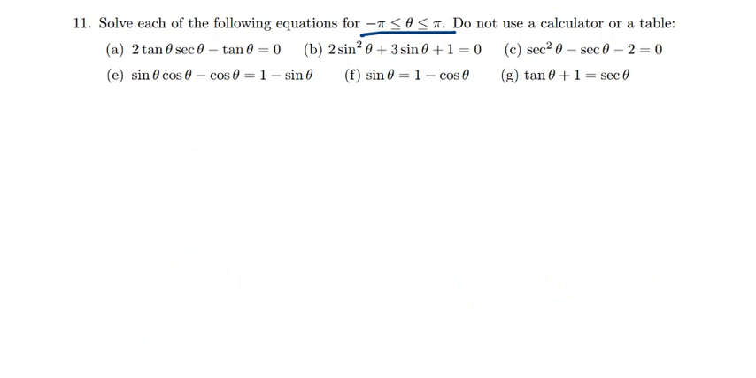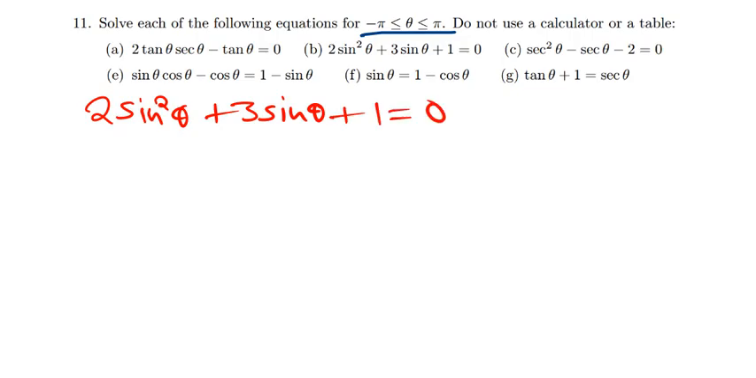So for B we have 2 sine squared of theta plus 3 sine of theta. So we did a similar question under the other basic equation. So this is just a quadratic equation. Now answer it in a different way. Today what we're going to say is let x be equal to sine of theta. So pause the video and solve that quadratic equation.